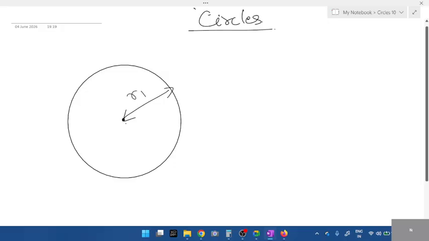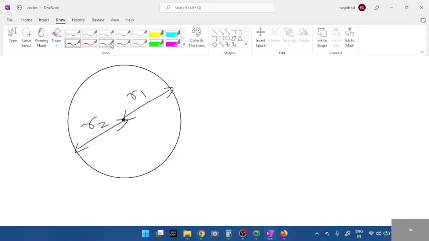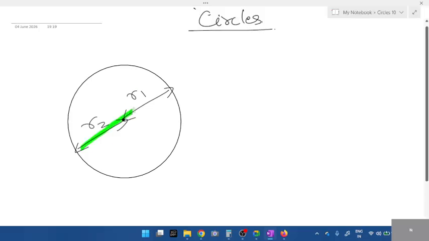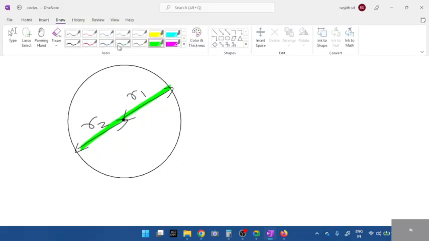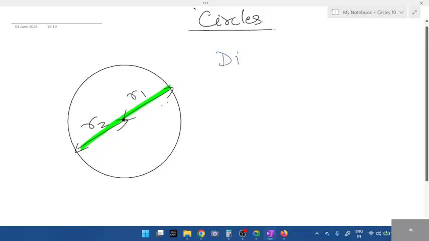This is radius 1, and from here I'll join this. This is radius 2. It should be a straight line. This is the diameter, a straight line. So basically, diameter is nothing but 2 times radius. Two radii put together is the diameter. So the formula is diameter equals 2 times radius, 2r. 2r is the diameter. Same like radius, you have n number of diameters.